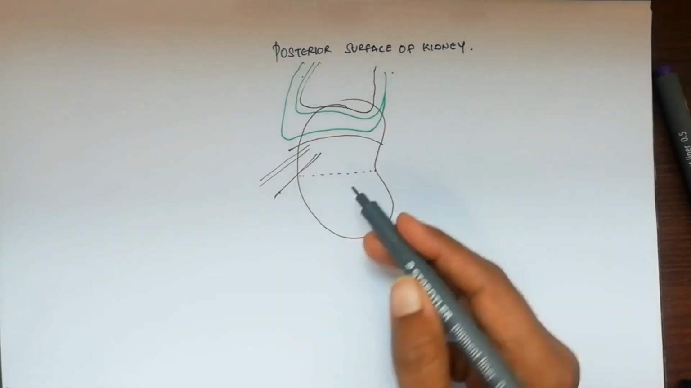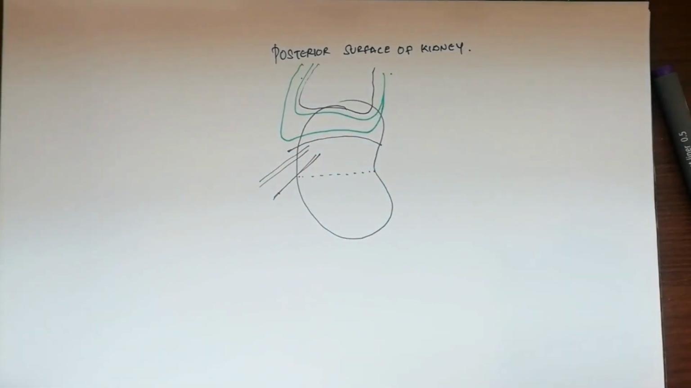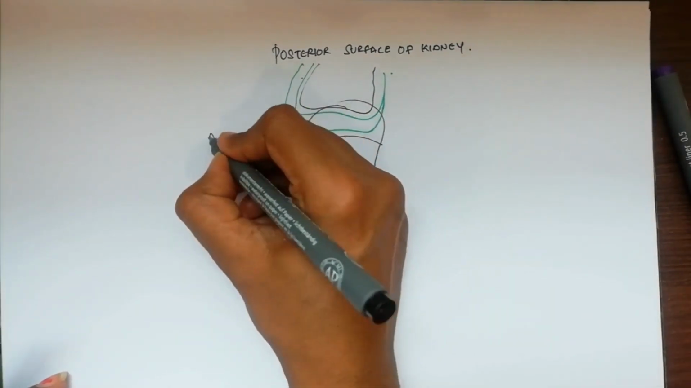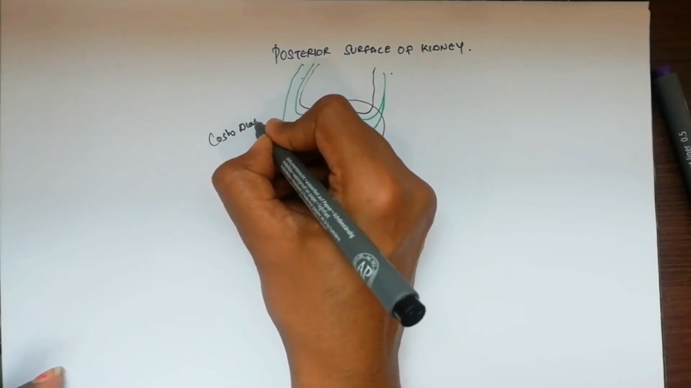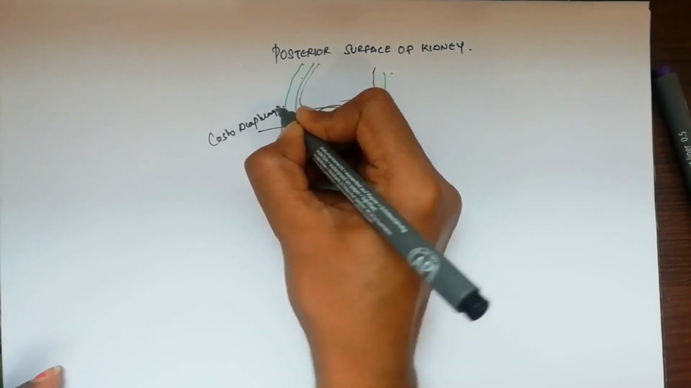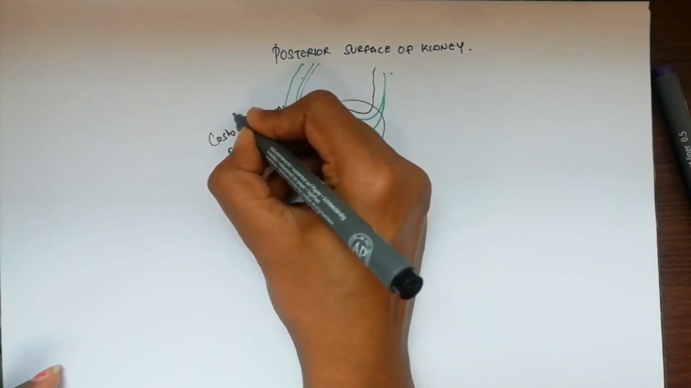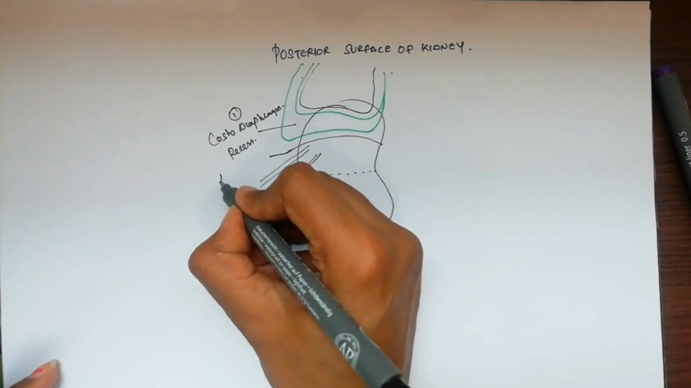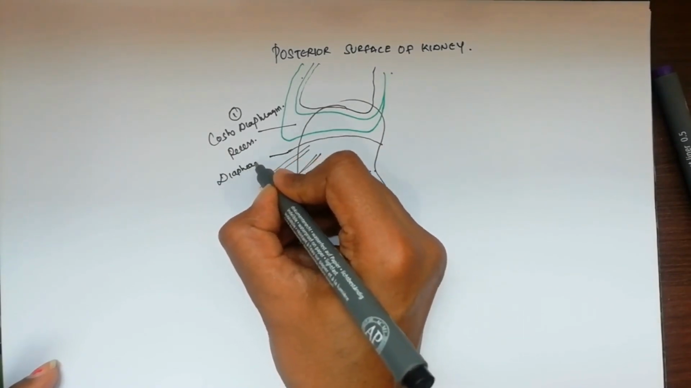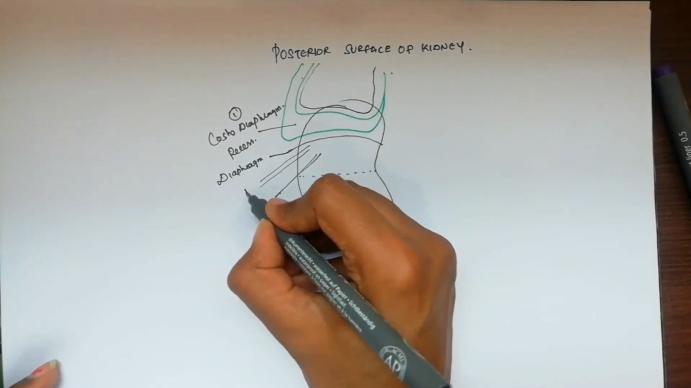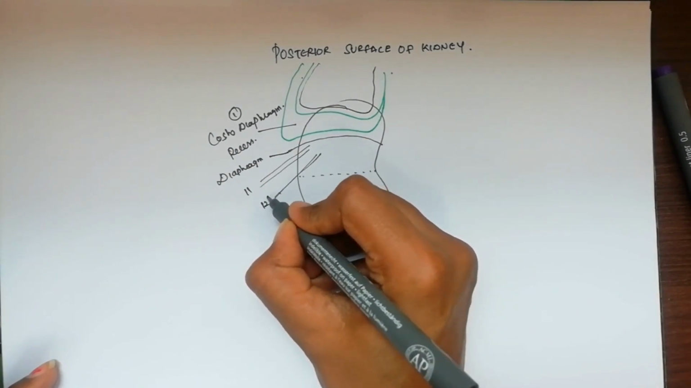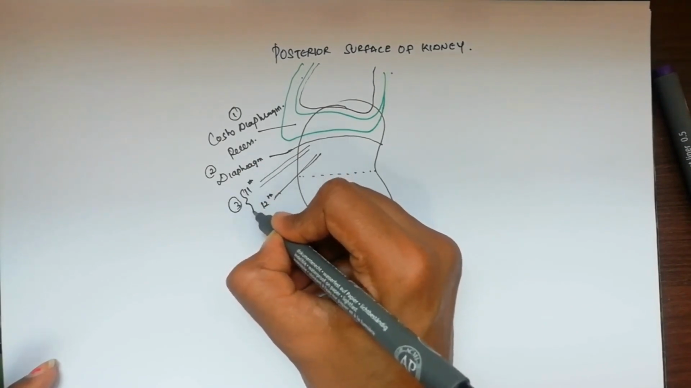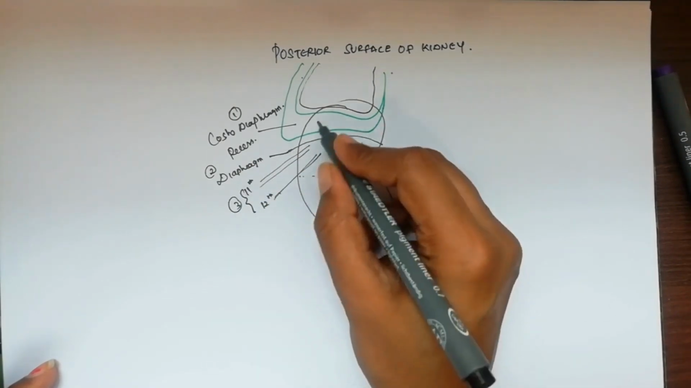So these are the upper relations, such as we have got lungs with pleura, and the recess is costodiaphragmatic recess. So that is the first relation, costodiaphragmatic recess. Below that we have got diaphragm, and just below that we have got 11th and 12th rib. So these are the three structures related in the posterior surface upper area.